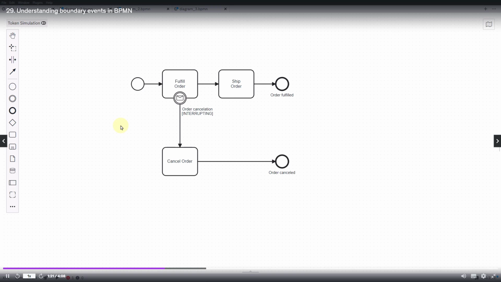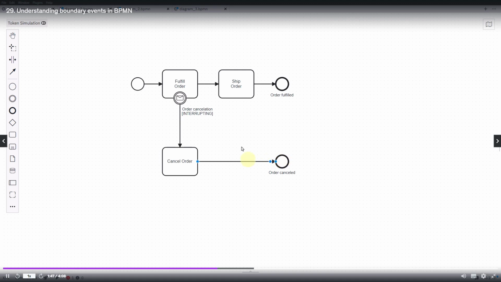Boundary events can either be interrupting or non-interrupting. Interrupting boundary events stop the activity to which they are attached as soon as the event occurs. For example, when a time limit is reached or a specific message is received. This means that the original activity is cancelled and the process flow follows a path specified by the boundary event.